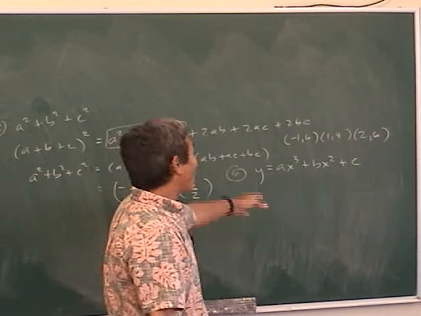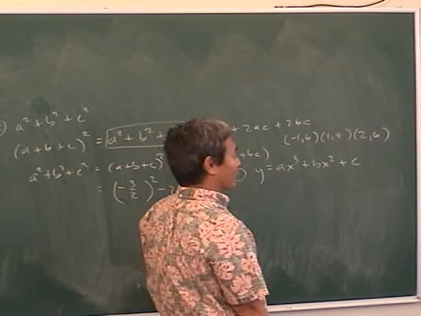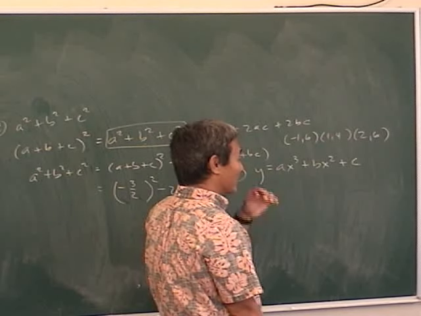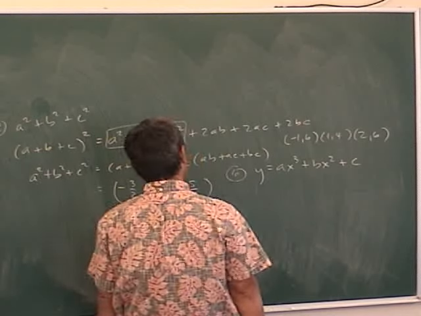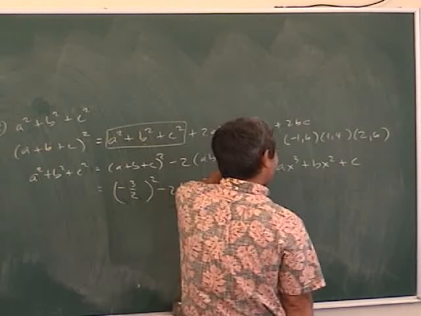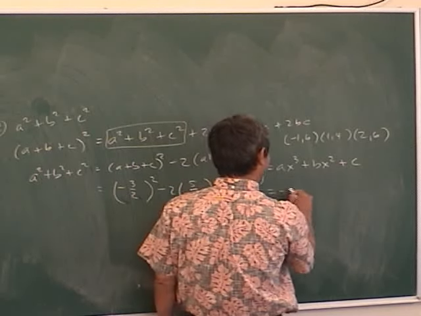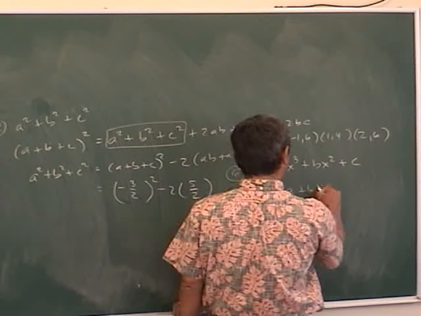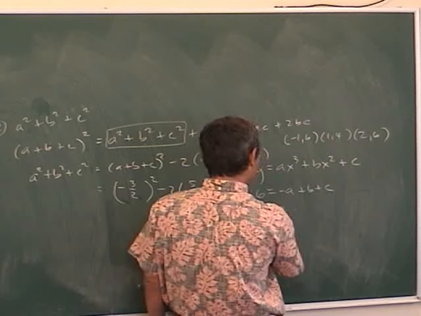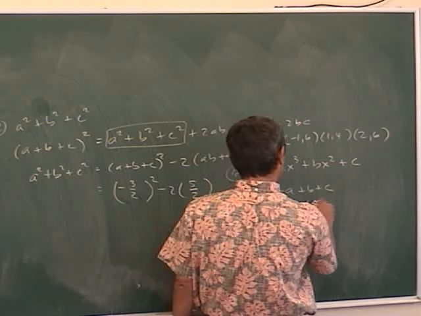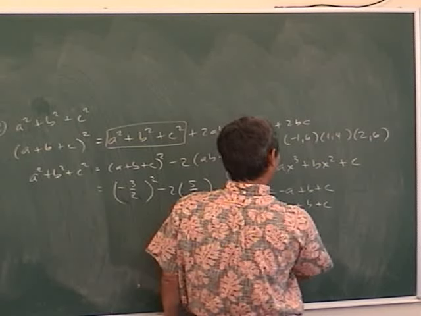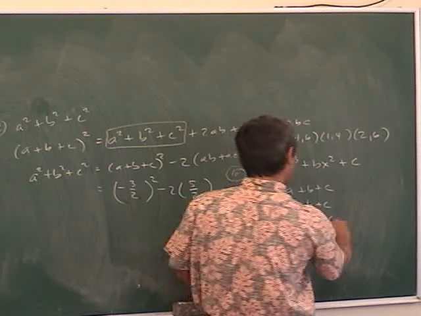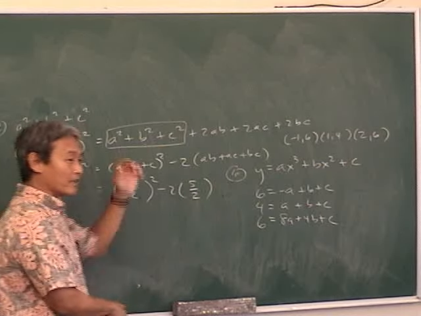Okay, if we know a point lies on the graph, what do you think I'm going to do with that point? It rhymes with plug it in. Plug it in. If I plug in negative 1 for x and 6 for y, you get 6 equal negative a plus b plus c. Plug in the next point, you get 4 equal a plus b plus c. And if you plug in this point, you get 6 equal 8a plus 4b plus c. Solve those three equations and it's done.